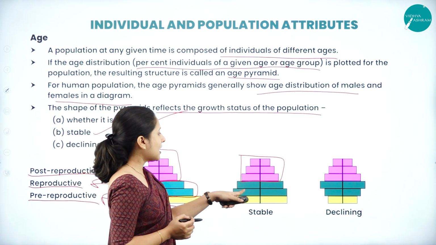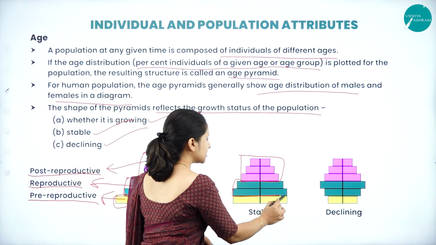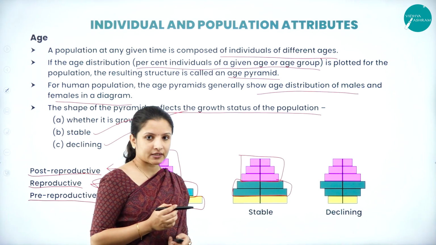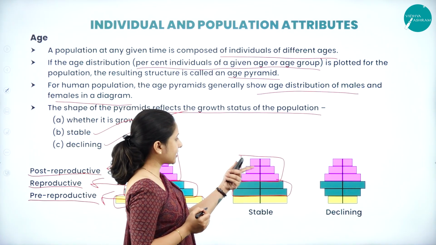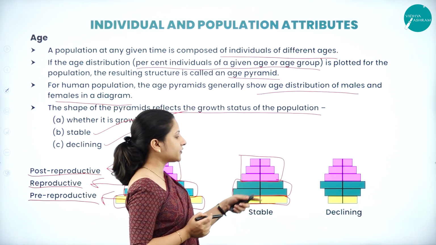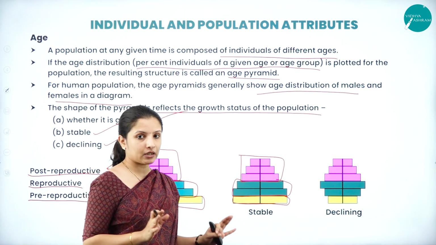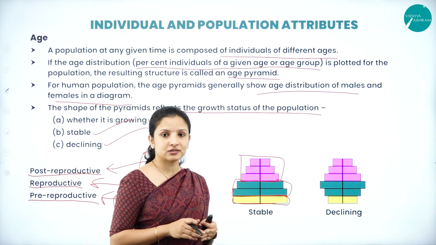It is less, and there is only a slight increase in the reproductive age individuals when compared to the post-reproductive. Also, the post-reproductive and the reproductive age individuals are almost at the same level or in the same numbers. So therefore the population is stable.